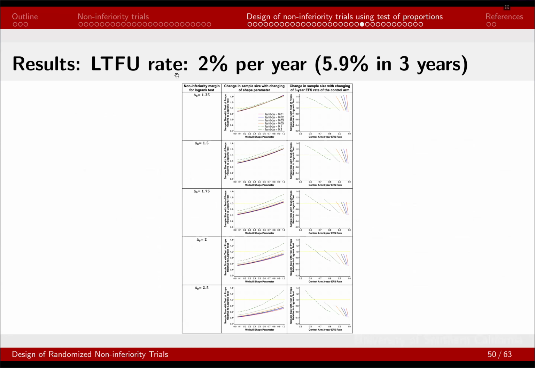Now we look at the loss to follow-up rate of 2% per year, which is 5.9% in the first 3 years. Just now we mentioned that this probably would cover the majority of pediatric cancer research. We can see that the figures are small, but the patterns are pretty similar to what we observed just now with no loss to follow-up.